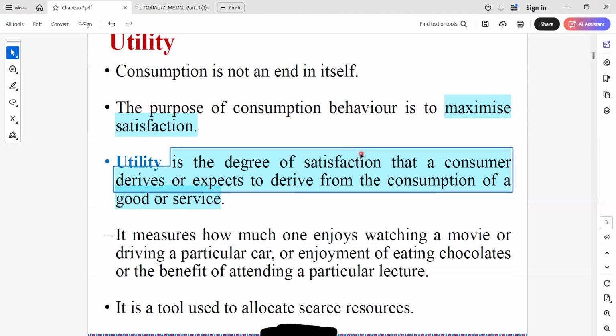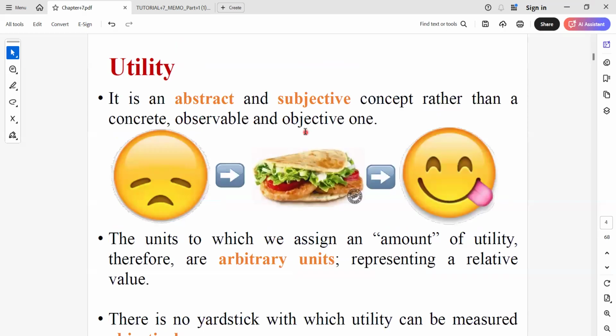So let's move on. They think utility is an abstract and subjective concept rather than a concrete, observable, and objective one. It is not concrete, it is not objective, it is subjective. Obviously, because with the example I made, when you're consuming your first burger, the satisfaction you get, let's give it a number, say it's 50, right? That is subjective because it might happen that for me, my satisfaction is high, it's not even 50, maybe it's 100. And for you, maybe your satisfaction is just average, it is 50.